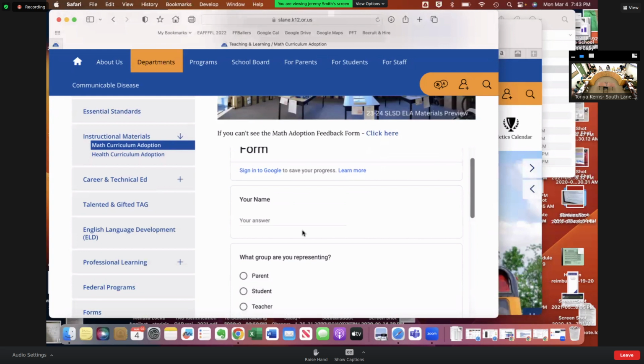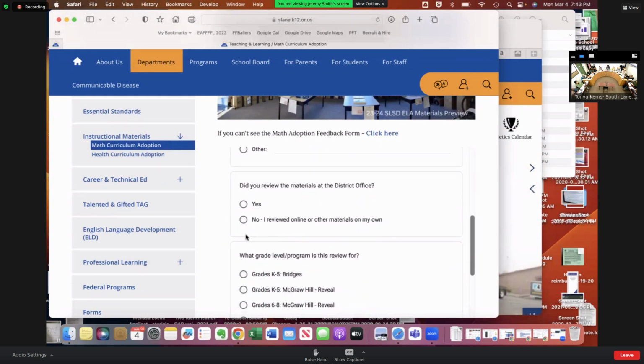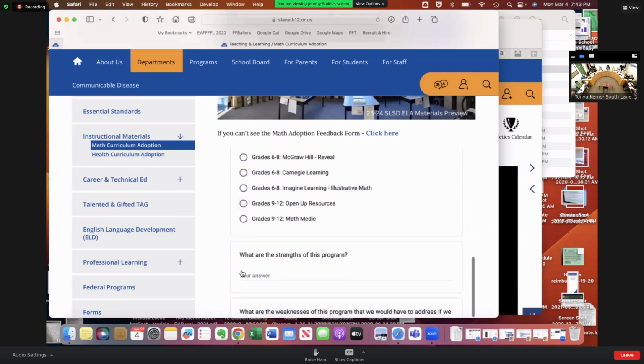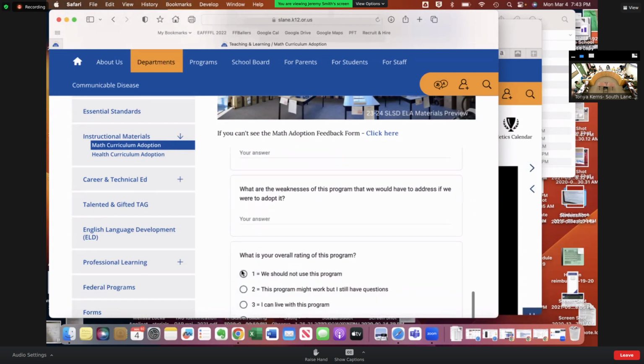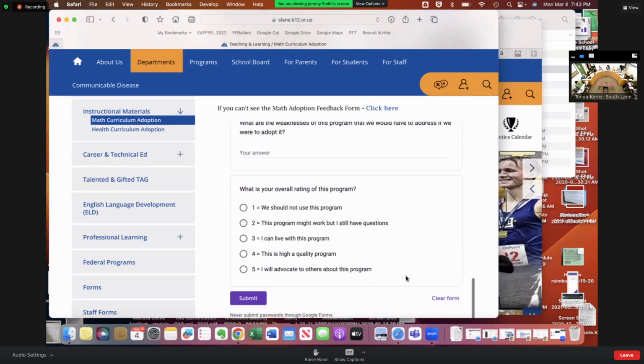So they can list their name if they want, they don't have to, what group they're representing, and the materials that they looked at either online or in person. And then they choose the program that they're giving us feedback on, tell us the strengths, the weaknesses, and an overall rating, and then they submit. And then this becomes more data for us to be able to look at.